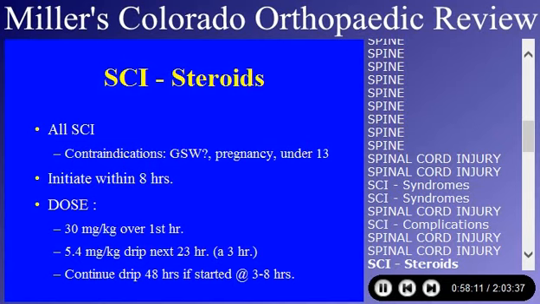30 milligrams per kilogram per hour over the first hour, and then a 5.4 milligram per kilogram drip over the next 23 hours. If you see the patient after 3 hours, but before 8 hours, then you actually extend the drip for 48 hours. And one way to remember this is if you think of the ideal 70-kilogram man, 30 milligrams per kilogram is about 2 grams of methylprednisolone, which is a whopping dose. But it's a relatively easy way to remember and maybe pick among the things. I realize that there may be other numbers you're trying to remember as well.